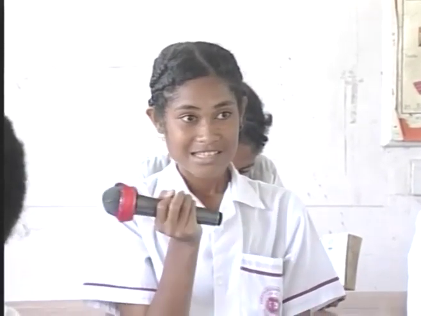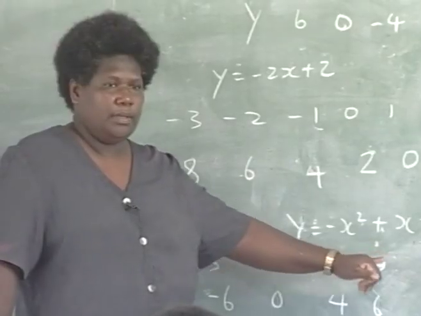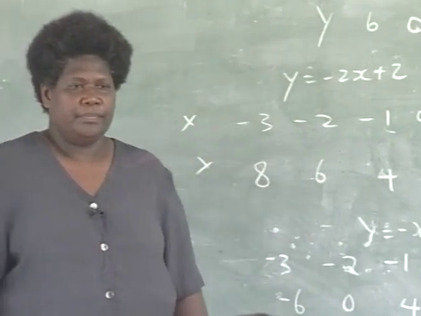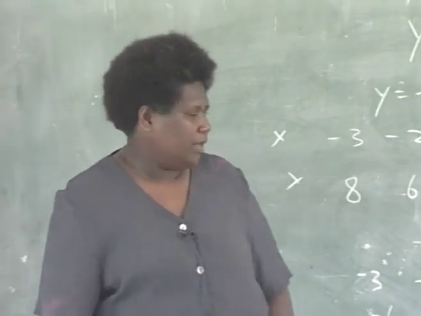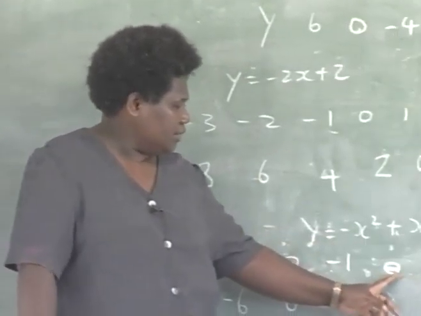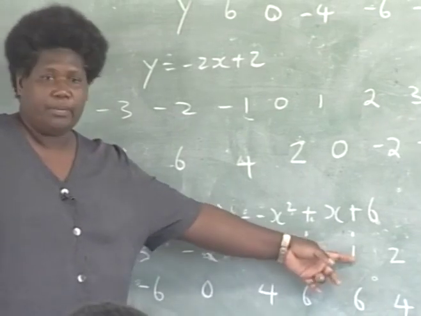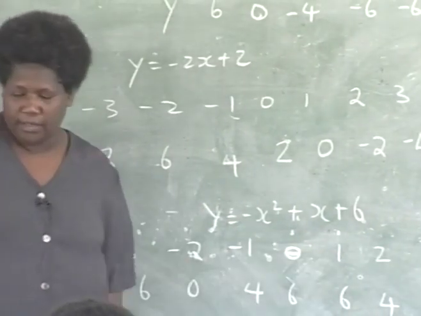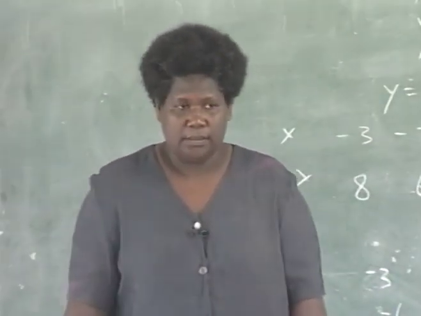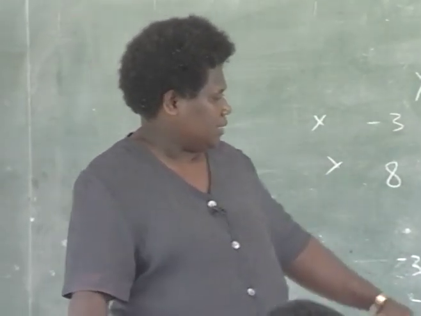Y is equal to 6 and 1/4. Okay, the axis of symmetry will be the x coordinate. X equals a half. It's between x equals 0 and x equals 1. So it's a half and 6 and 1/4. But the axis of symmetry is x equals a half.